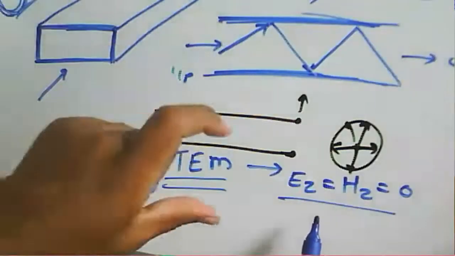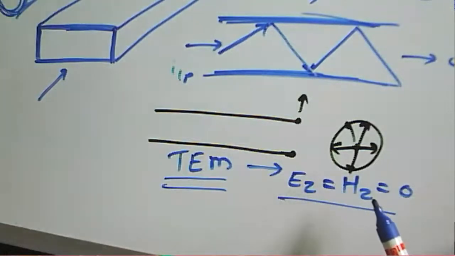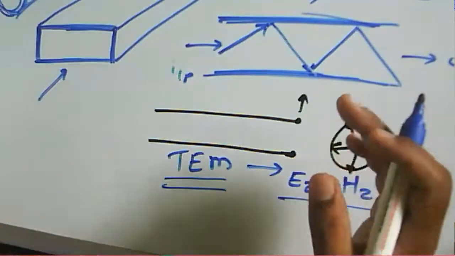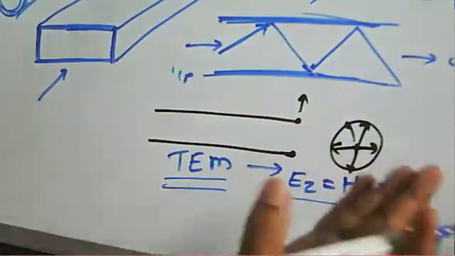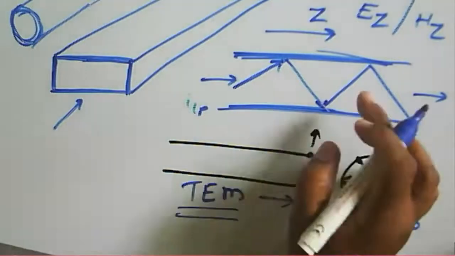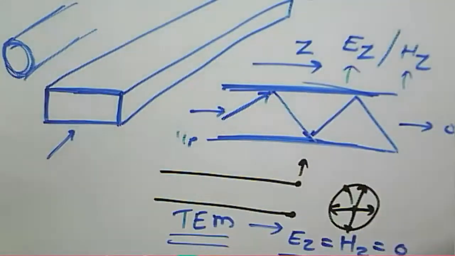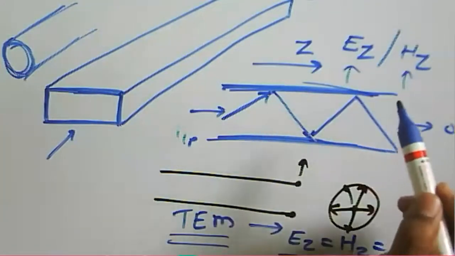Okay, but in the case of a waveguide, either an Ez or an Hz component is present, and that component is propagating along with the direction of propagation of the wave. So what is the direction of propagation of the wave? It is z. So in the case of a rectangular waveguide, either an Ez or an Hz component is propagating along the direction of propagation of the wave.